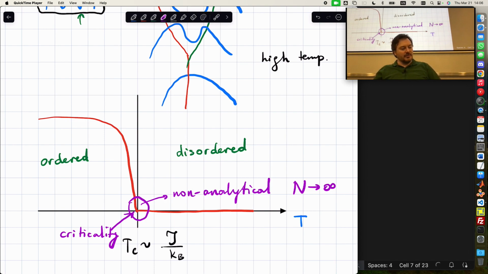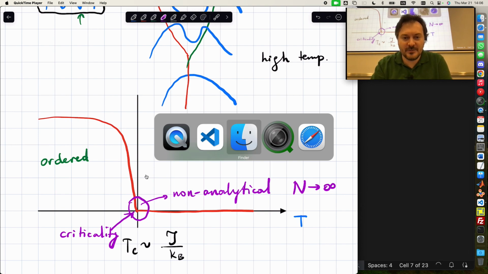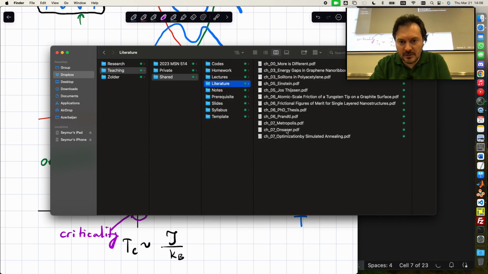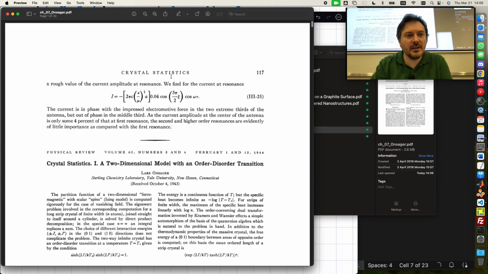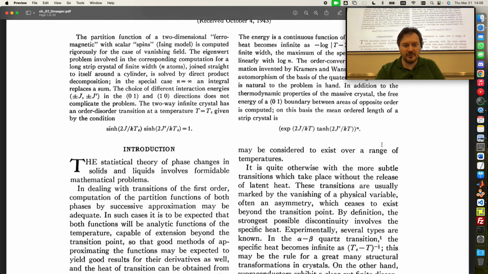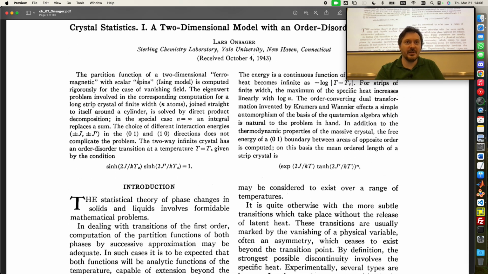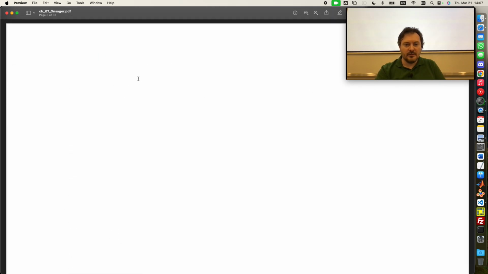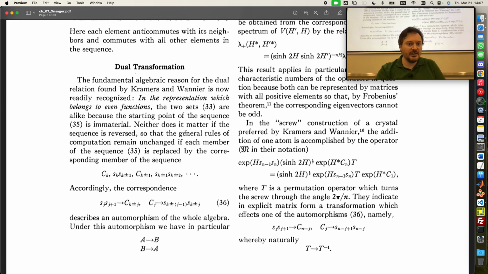Well, I'm not trying to say that who solved it was like this, but there is a person who solved this problem for the 2D model. Let's look at that paper. This guy got a Nobel Prize for something else, but this is his paper, Crystal Statistics, a two-dimensional model with an order-disorder transition. And how many pages? 33 pages. Okay, very nice paper.